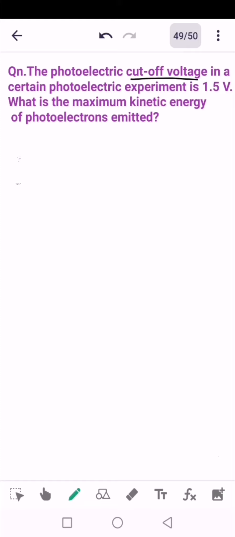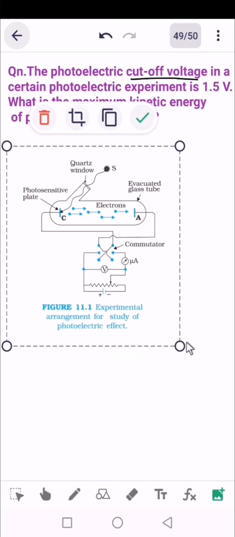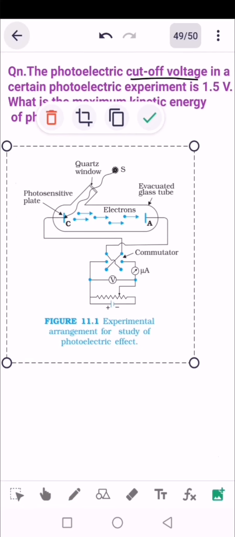The question is: the photoelectric cutoff voltage in a certain photoelectric experiment is 1.5 volt. What is the maximum kinetic energy of photoelectrons emitted? Okay, so let's go through the theory part of this question. An experiment performed by Hallwachs and Lenard.